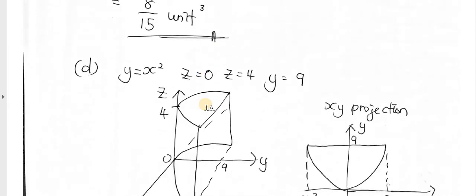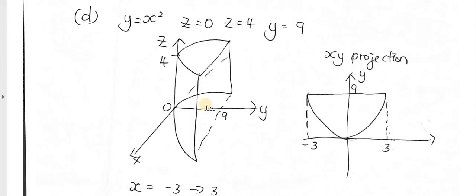Next we move on to question D. So this solid is bounded by the surface y equals to x squared. You have drawn this thing before. z equals to 0, this is equivalent to the xy plane. And z equals to 4, y equals to 9. So this thing is very similar to the previous two questions. You have this one, which is your y equals to x squared, and you extend it in the z direction.